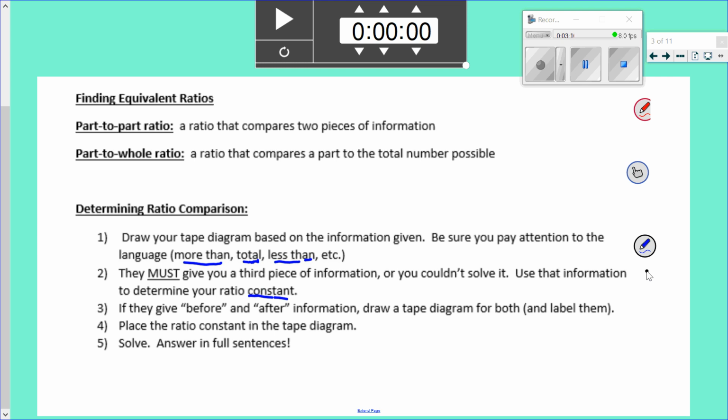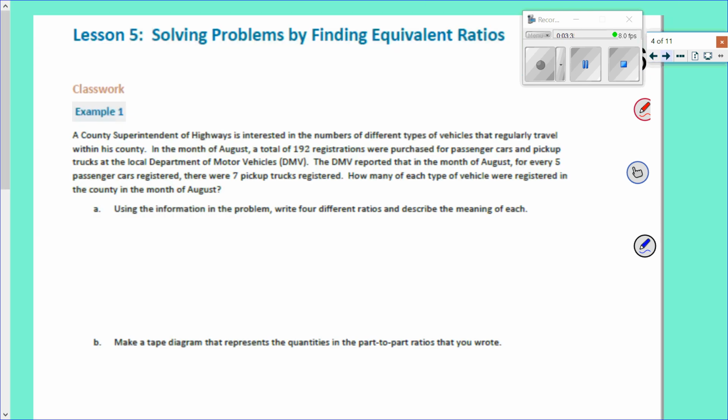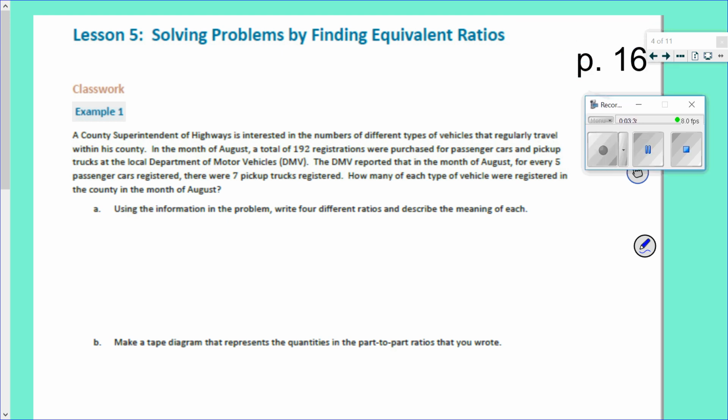Step 4, place the ratio constant in your diagram. Once you've got the ratio constant, stick it right in there, guys. It's going to make it all make more sense to you. And then finally, you're going to solve. Make sure you're answering in full sentences. Can't hit that enough. Questions on the notes? Again, remember, if you don't get it in class, you can always look at this later on YouTube. Let's go ahead and open up to page 16.